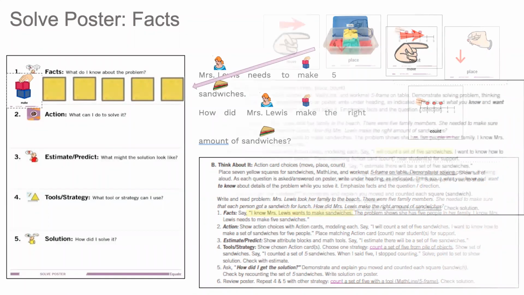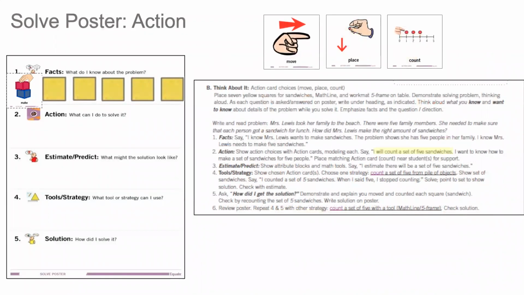The next step in our problem solving process is to identify the action we can take. So this is where you'll show your 3 action card choices, and model each one if necessary with the materials on the table to provide that background knowledge for students. Then make your choice. You can say the script written right into the activity: I will count a set of sandwiches. You can then move the action card that matches the action you're selecting right to the solve poster, again to foster that connection between choosing the action and that solve poster step.